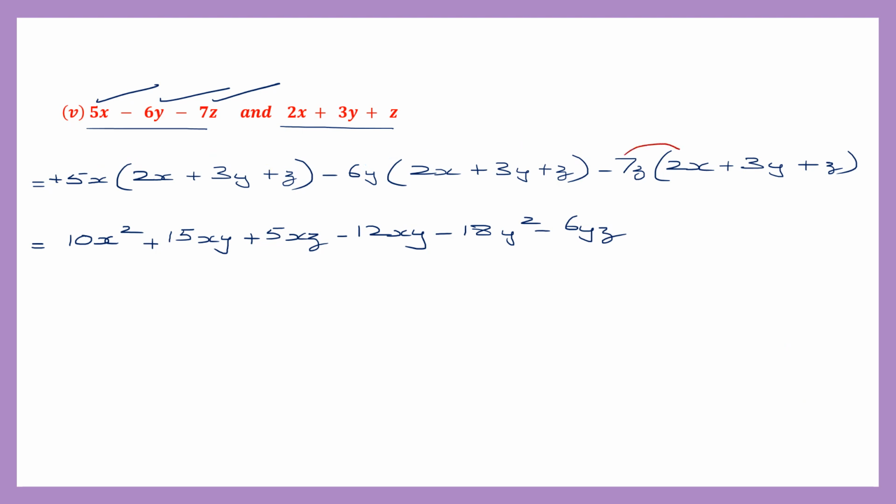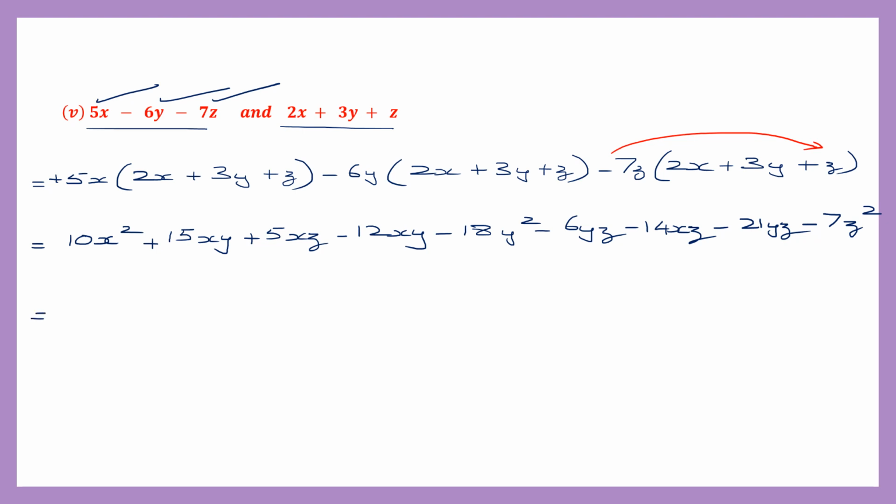Now we go to the third part, minus 7z into 2x. So the sign is minus, the number 7 2's are 14. Z into x is zx or xz. So this is minus 14xz. Now the next one, minus 7z into plus 3y. So minus into plus is minus. Numbers 7 3's are 21. Z into y is zy or yz. So this is minus 21yz. Now we multiply minus 7z into z. So that we can do it here itself. Minus into plus is minus. Then we have 7, and z into z is z square.